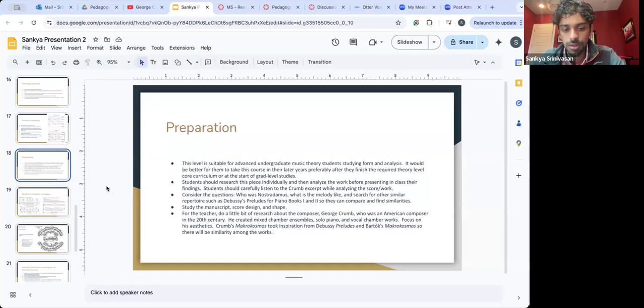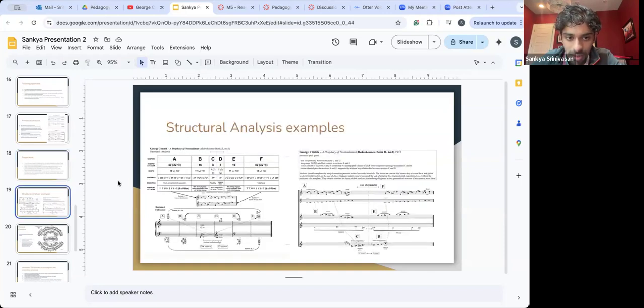For the teacher, I would do a little bit of research about the composer George Crumb, who was an American composer in the 20th century. He created mixed chamber ensembles, solo piano, and vocal chamber works. Focus on his aesthetics. Crumb's Macrocosmos took inspiration from Debussy Preludes and Bartók's Macrocosmos, titled the same, so there will be similarity among the works. And this is kind of an example of a structural analysis, which can be found in the supplemental materials.